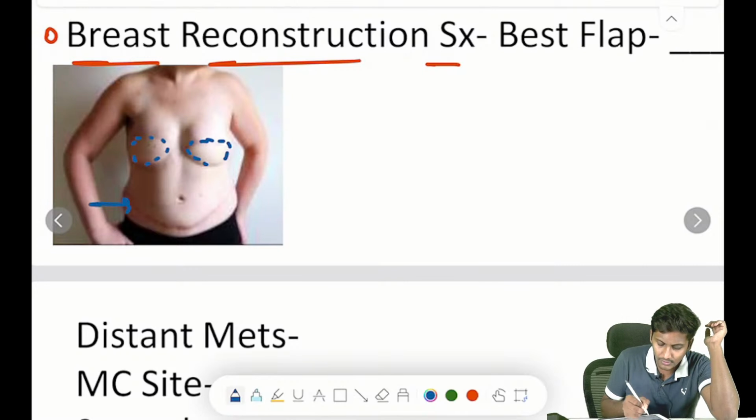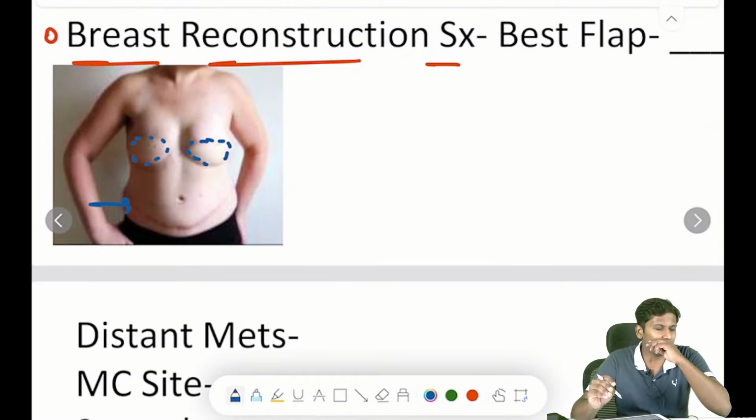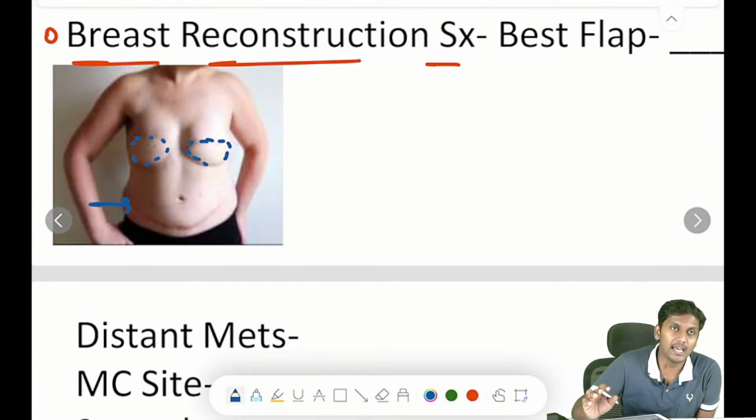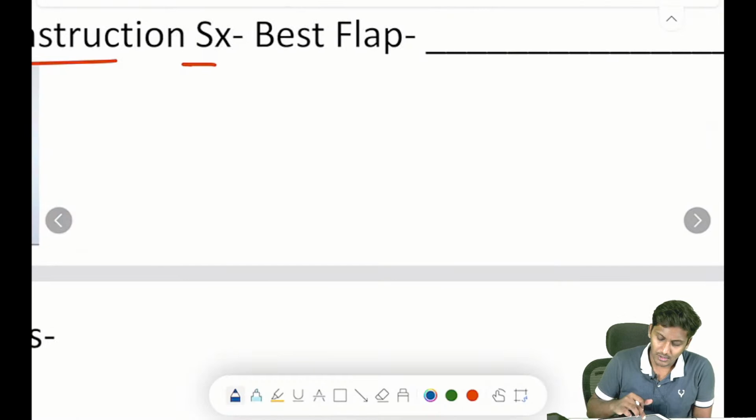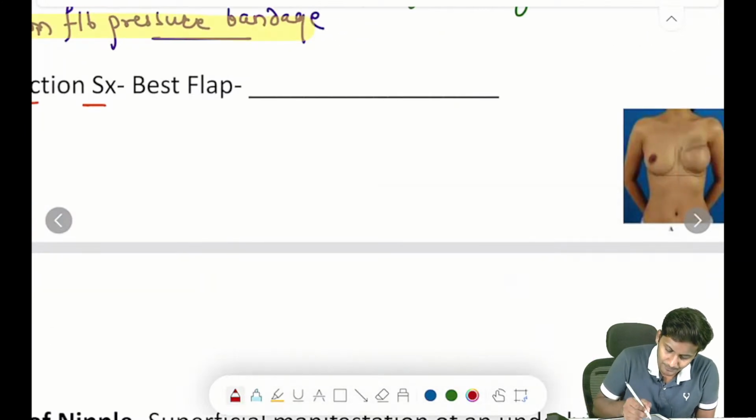Can you see there is a suture mark over here? Yes, the suture mark is on the abdomen of this patient. That means a flap has been taken from the abdomen of this patient, and with the help of that, the breast has been reconstructed. This is the best type of flap. It is known as the DIEP flap. The best flap which is used is known as the DIEP flap. And what is the DIEP flap? Let's write it down.